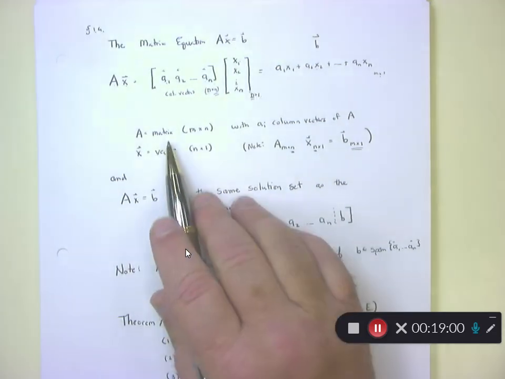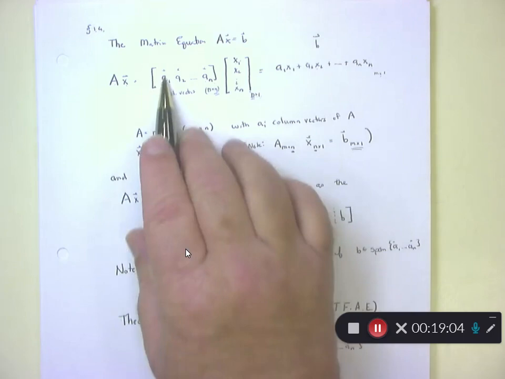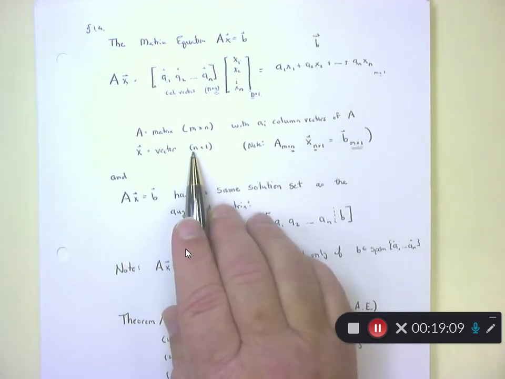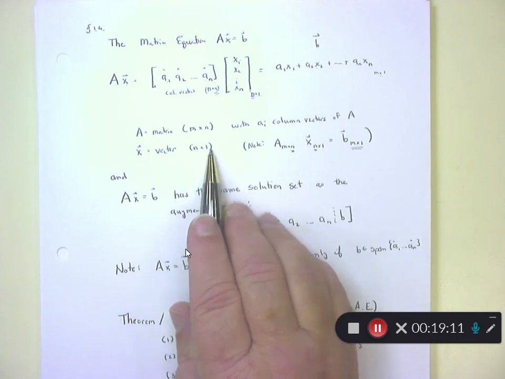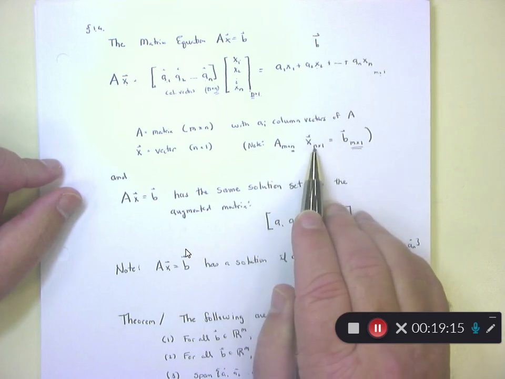So, matrix A is M by N. That's the size of it, rows by columns. And the Ai's are actually the column vectors of A. X is a vector, which is kind of like a matrix, but it's N by 1. So A is M by N, vector X is N by 1.